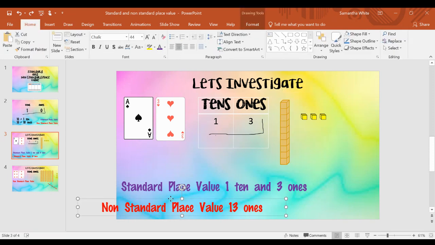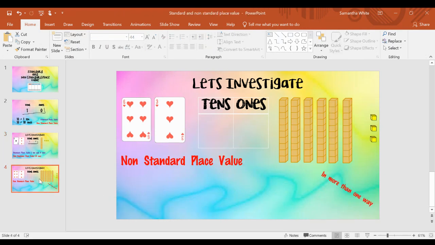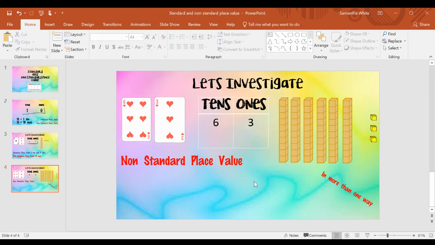Okay, let's investigate. Are there other ways for us to look at non-standard place value? Let's look. Mrs. Allen has 2 cards and I have made the number 63. I have 6 tens and 3 ones. That is the standard place value.